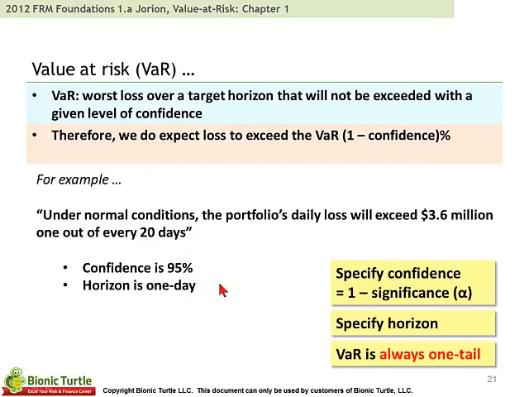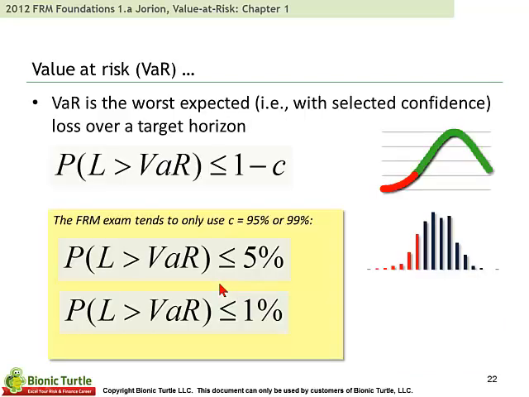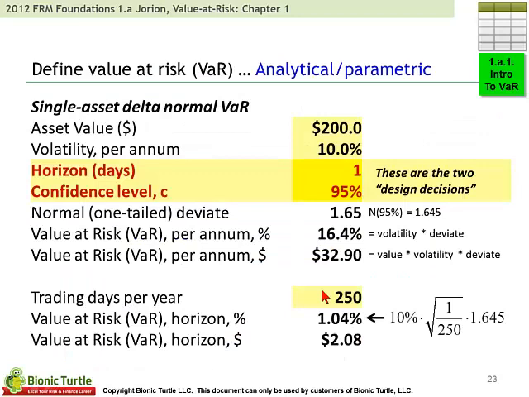But we want to be very capable of scaling between them. And so from the spreadsheet here, 1A1, an introduction to VAR, I've got that right up front as 1A1 because it's so fundamental, at least to the FRM, where we've got the single asset delta normal VAR. Make sure that this all makes sense.